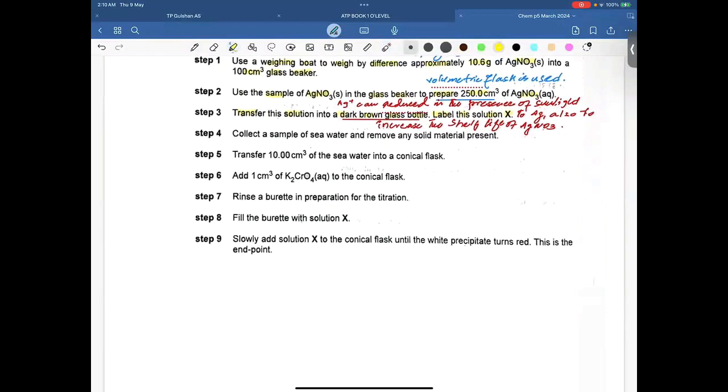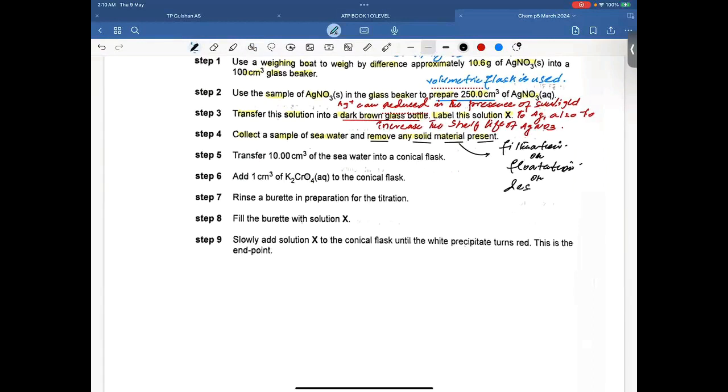Now, the next step is collect the sample of seawater and remove any solid material present. How can I remove solid material present? We have multiple options for that. I can use the filtration technique, flotation technique, or sedimentation technique, or desalination, in fact. But I think I'll go for the filtration technique because it is much easier in the lab.